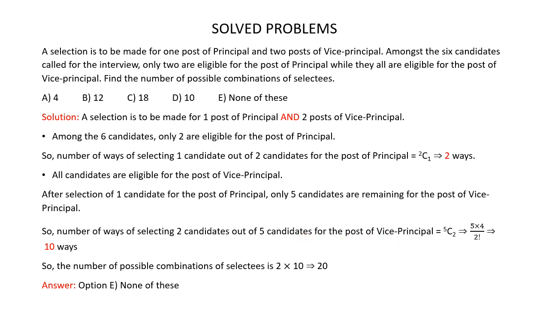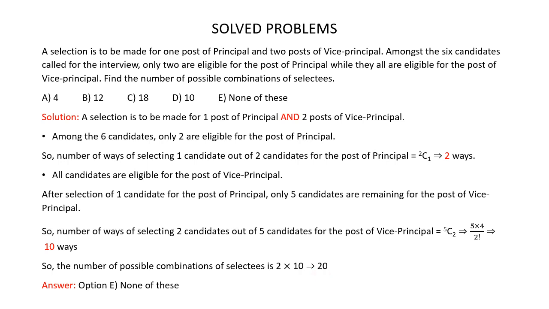is given by 5C2, which is nothing but 5 multiplied by 4 divided by 2 factorial. 2 factorial is 2, and on solving this we get 10 ways. So there are 2 ways of selecting for the post of the principal, and there are 10 ways of selecting for the post of vice principal. So the number of possible combinations of selectees is 2 multiplied by 10, which is 20. So there are 20 possible combinations of selectees.